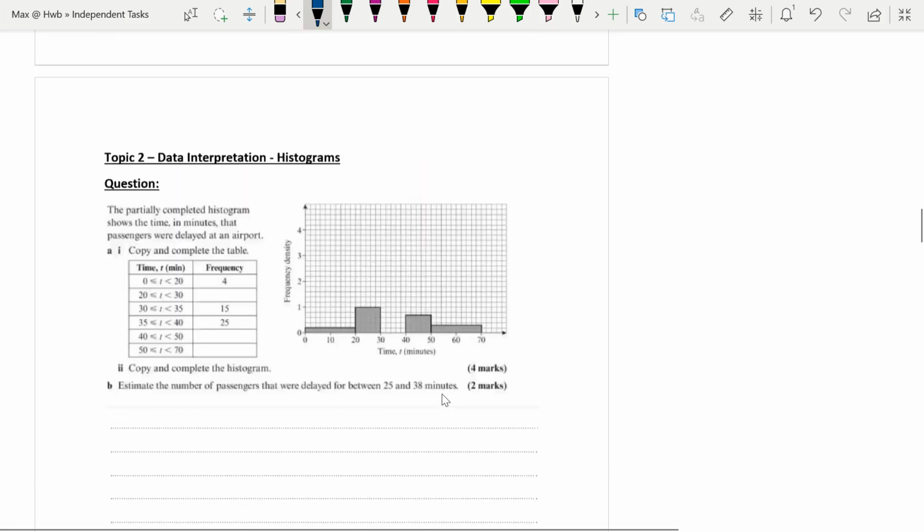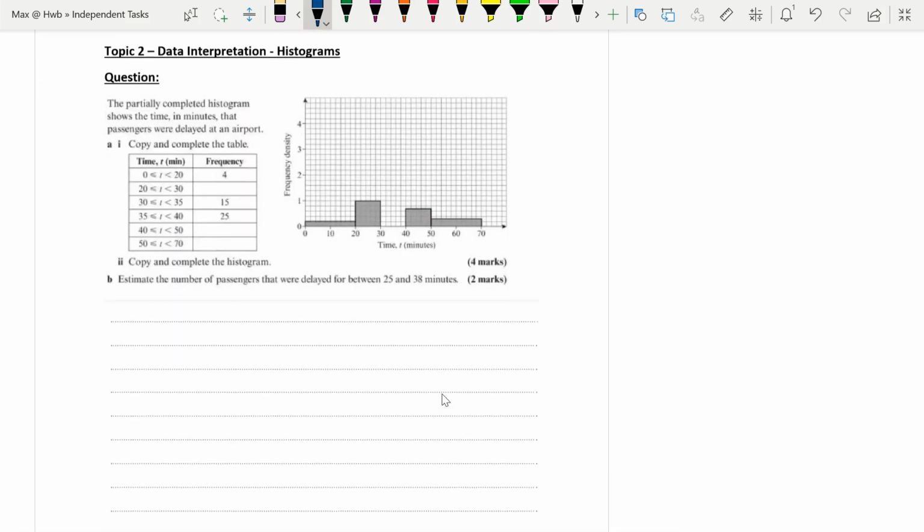Okay, so for the next one, we've got histograms. Okay, so very similar to how they work from GCSE. Let's remember that my frequency density is my frequency divided by my class width. Okay, that's what it is from GCSE, and it still stays the same now. And remember, frequency density is what we plot up the y-axis in this case.